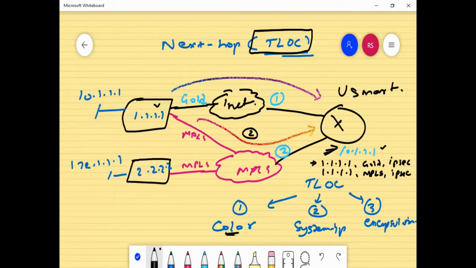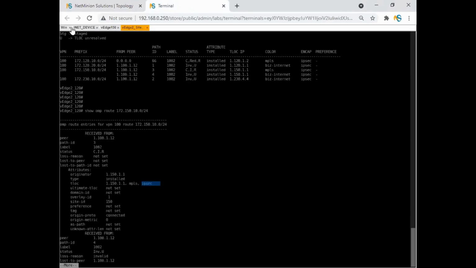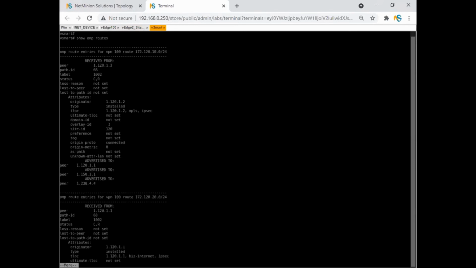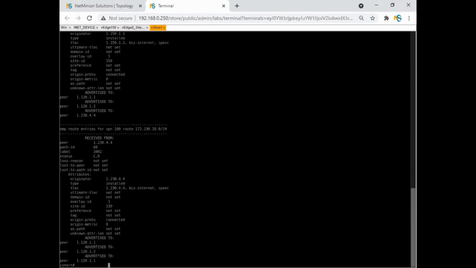So if we are learning any number of routes from any location, you will have this TLOC information as common, correct? It would be, because you should be aware of where it is coming from. And by default, this information is going to your vSmart. Here is your vSmart. So first it will be going to the vSmart, and then your vSmart shows the OMP routes. So you can see, then your vSmart will advertise it.